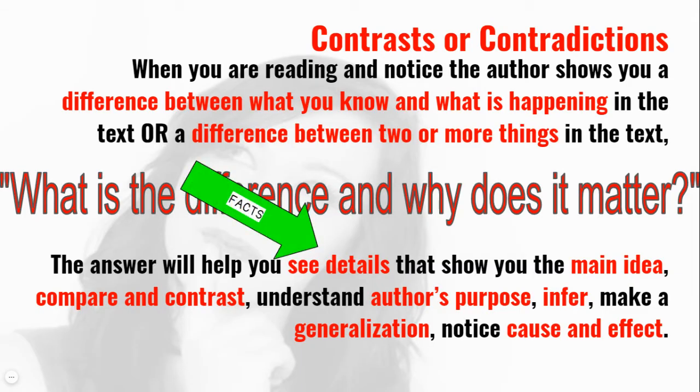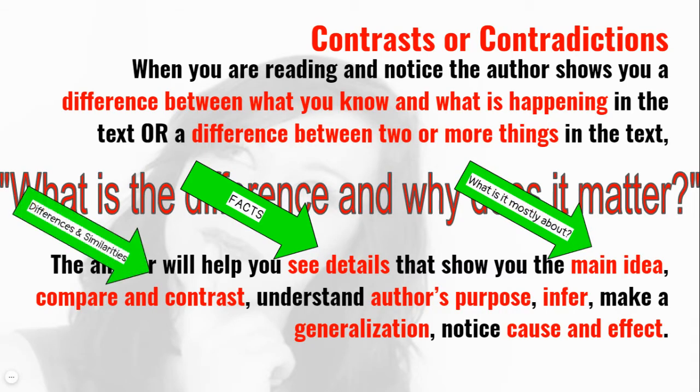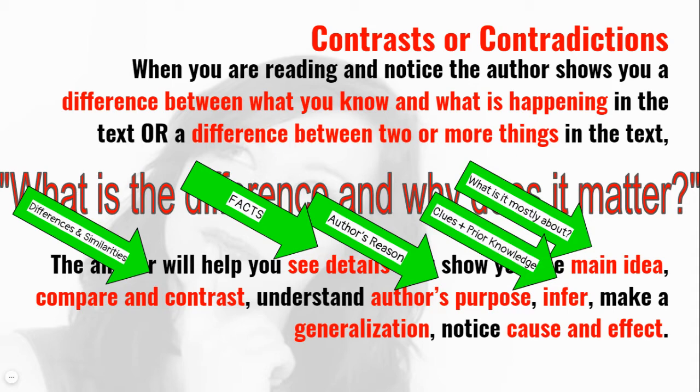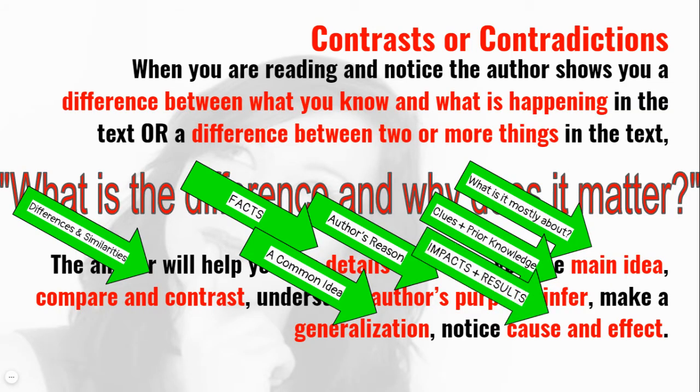So we already know that the details are facts. Main idea, that is what the text is mostly about. Comparing and contrasting, you're likely looking at the differences and similarities. To understand author's purpose is to understand the author's reasons. To infer would be combining clues from the text and your prior knowledge. To make a generalization is a common idea or statement. And noticing cause and effect would be involving impacts or results.